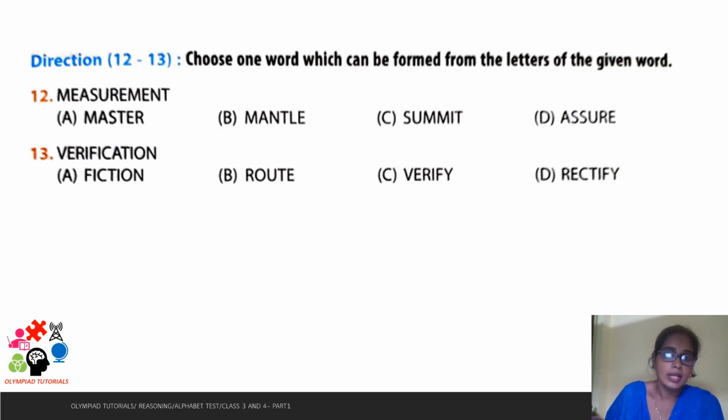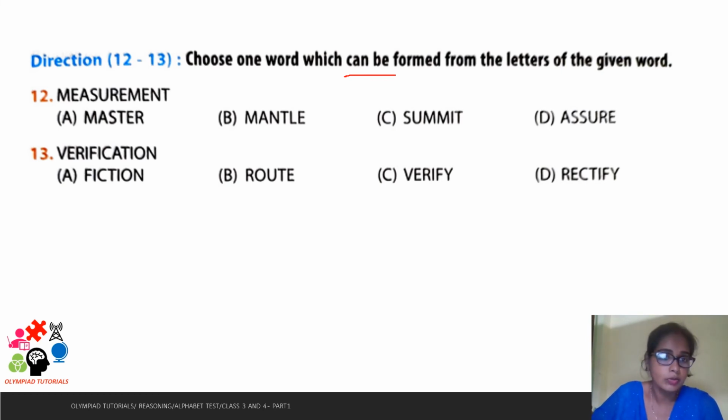In question number 12 and 13, what you have to do is choose one word which can be formed from the letters of the given word. So in the last question, the word which cannot be made was asked, and in this you are asked the word which can be formed.